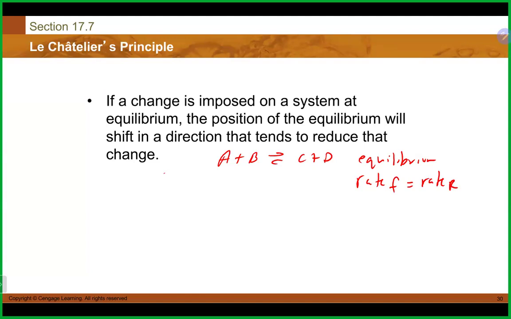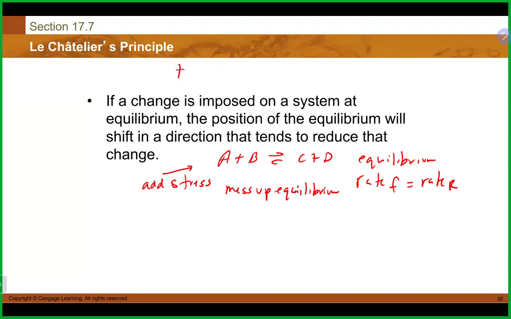So what happens though is we could add a stress to this equilibrium. And when we do that, it's going to really mess up the equilibrium, and it's going to make it not be at equilibrium at that point. But these types of reactions will always want to try to find their way back to that equilibrium position. So it will try to get back to equilibrium.